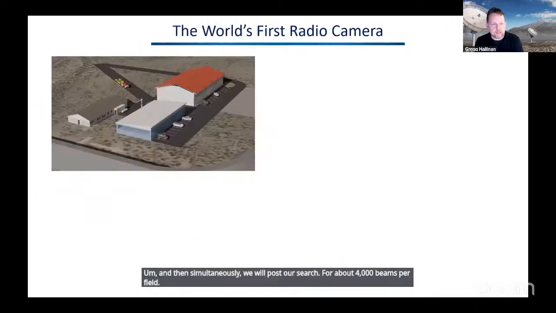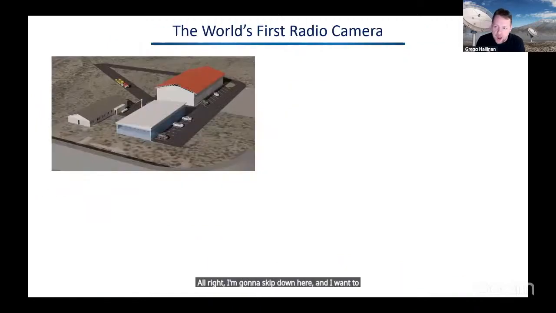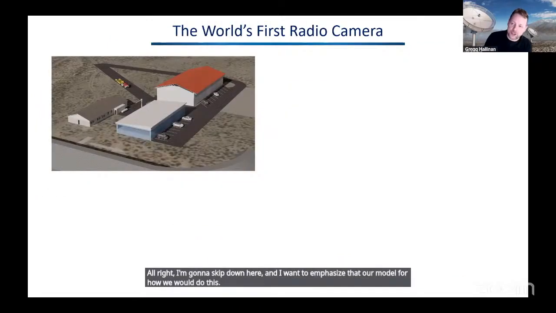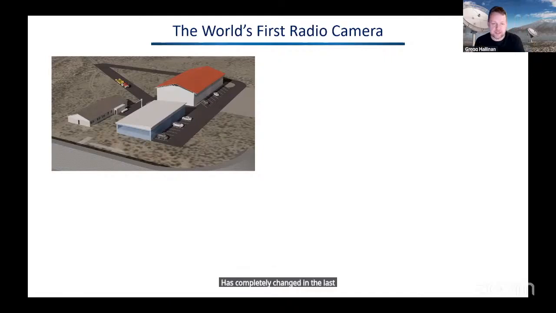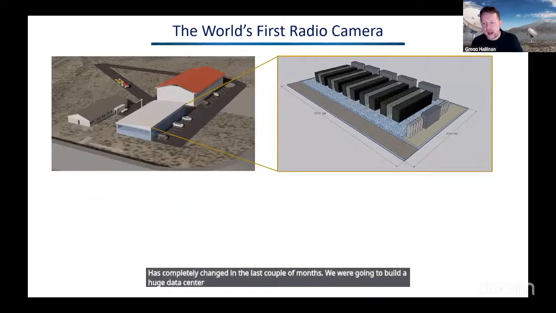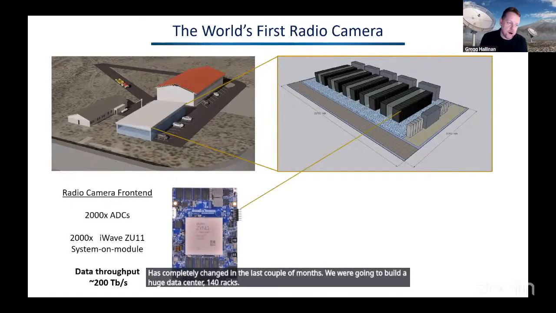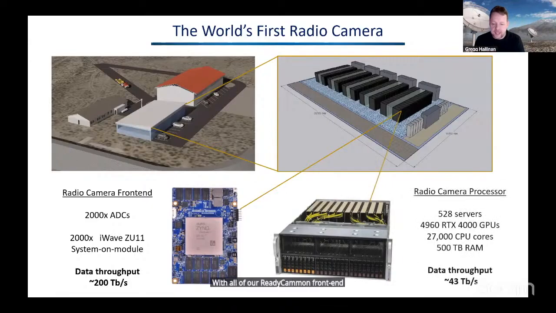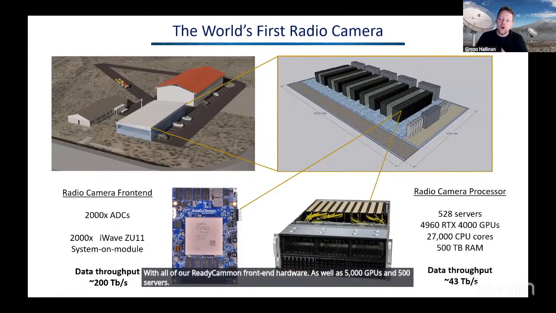All right, I'm going to skip down here. And I want to emphasize that our model for how we would do this has completely changed in the last couple of months. We were going to build a huge data center, 140 racks, with all of our radio camera front-end hardware, as well as 5,000 GPUs and 500 servers. And then it all changed this year.